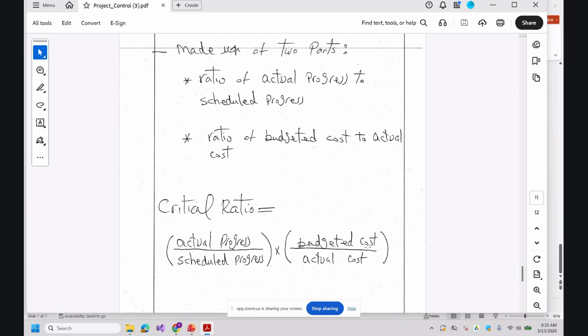Next week, I'm going to talk about budget. You can go back to your project network. In every arc, you have the duration. You can also put the budgeted amount for that specific activity, so you know that activity takes 15 days and $1,000. That's how you have all this information. Any question on critical ratio?